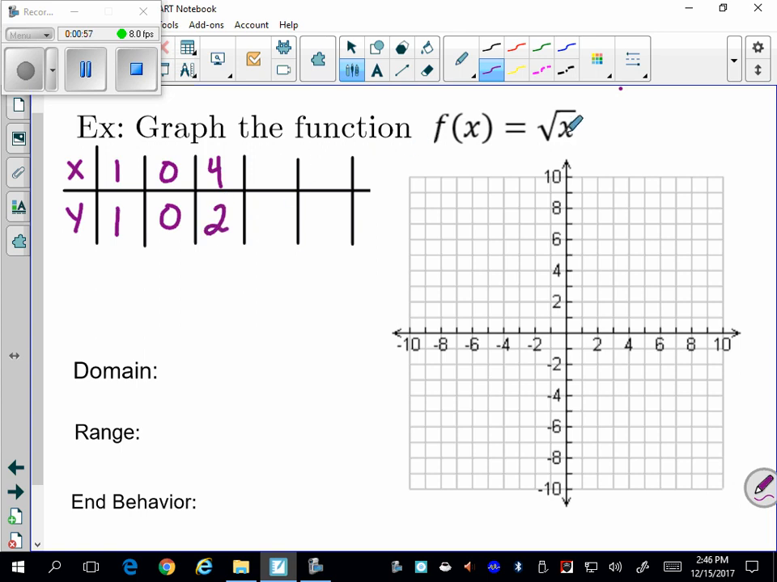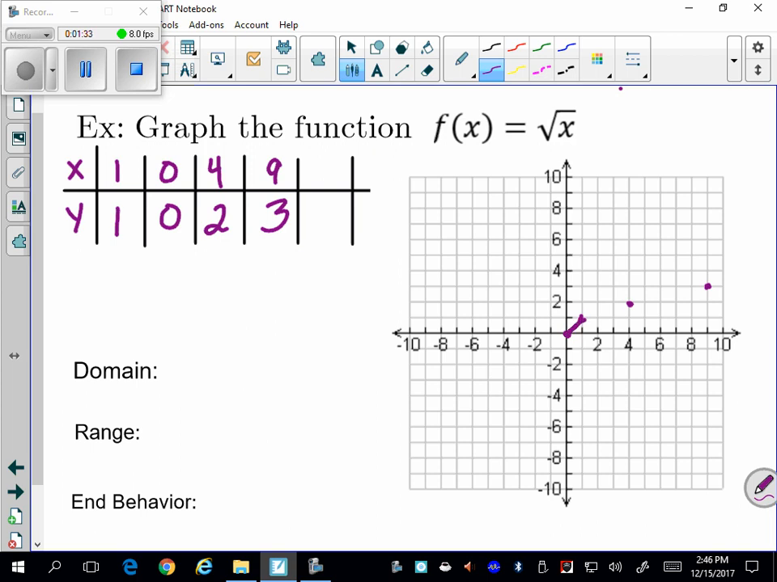And the next one that would be a nice number to do would be 9. So square root of 9 is 3. So let's plot some of these points. 1, 1, 0, 0, 4, 2, and 9, 3. So taking a look at the graph, if we did like -1, square root of -1 is i. And there's no i's on this graph. It's an imaginary number. So therefore, this graph starts at 0, 0.